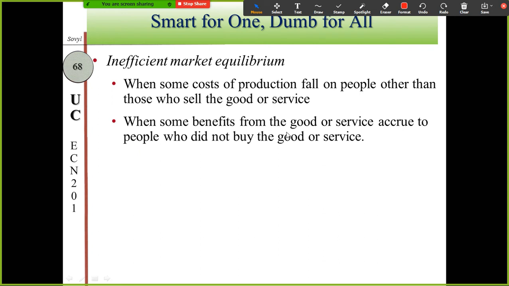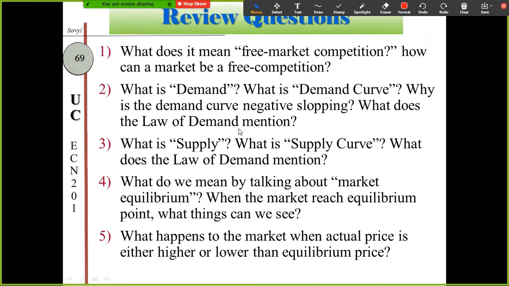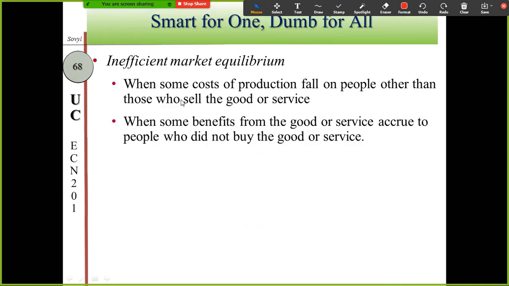It is also inefficient when some benefits from goods accrue to people who did not buy. For example, I buy goods, but the benefit goes to others who don't buy, and they get something better. Why is it inefficient for me? Because I buy it and want to get it, but the benefit goes not to me but to other people who don't buy. That's why this is inefficient. Okay, we come to the end of this chapter.